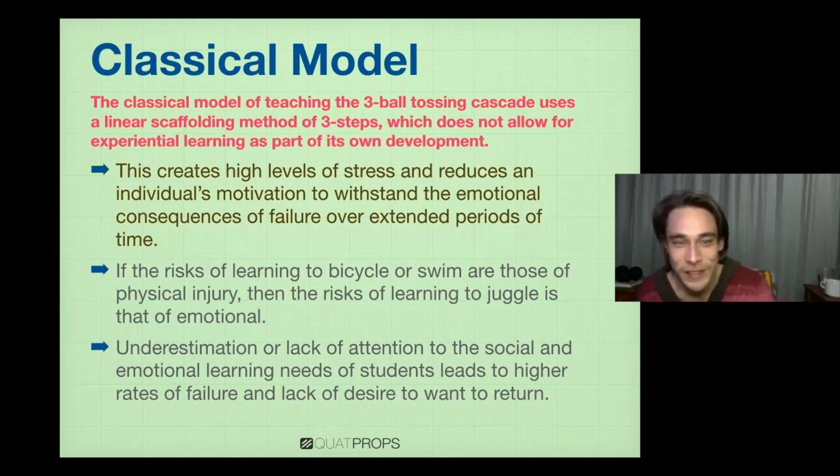If the risks of learning to bicycle or swim are those of physical injury, then the risk of learning to juggle is that of emotion. So there's no physical risk in learning to toss juggle, but there's a risk in every learning experience. And in the case of juggling, it is this expectation of performance.